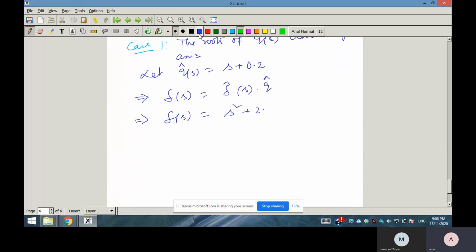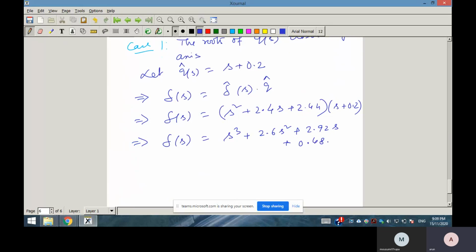Now you see, this is S square plus 2.4S plus 2.44 into, what is your Q hat? Q hat is S plus 0.2. So this implies your desired Q hat delta S is, if you multiply, it will come out to be like this: 2.6 S square plus 2.92 S plus 0.488.